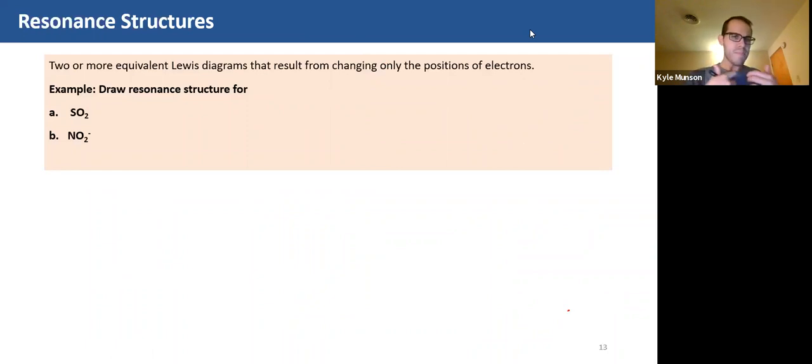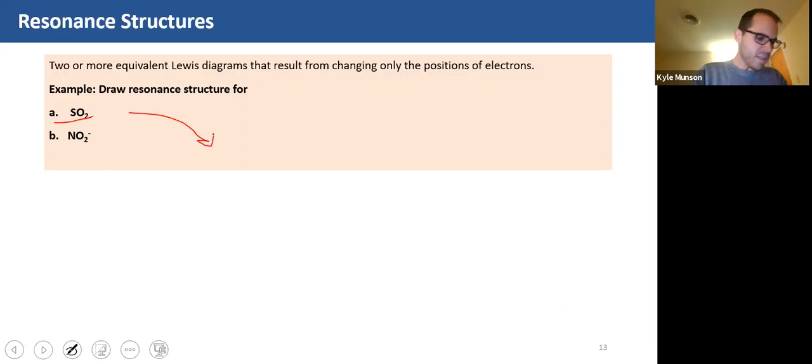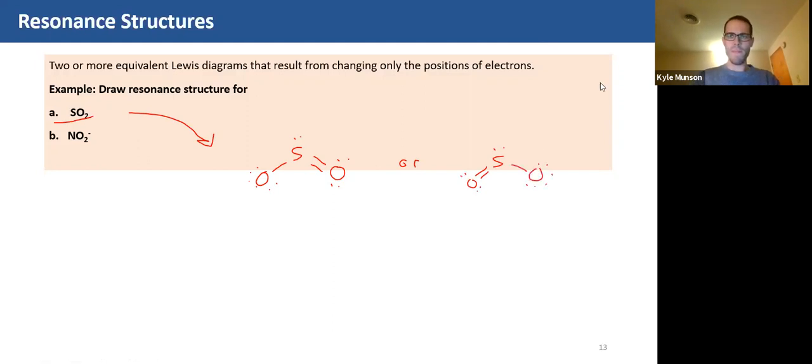So, draw resonance structures. So what do I mean by that? Well, if you were to draw the Lewis structures for these guys, right? You might draw this, all right? Okay, or this, okay? And these are perfectly valid.